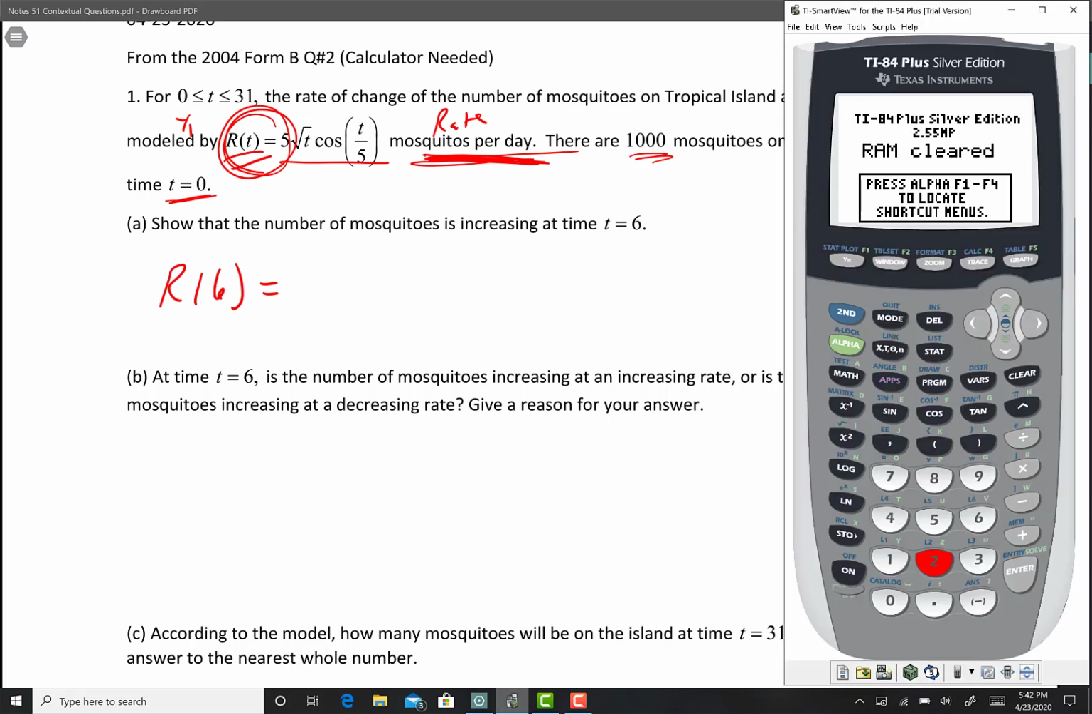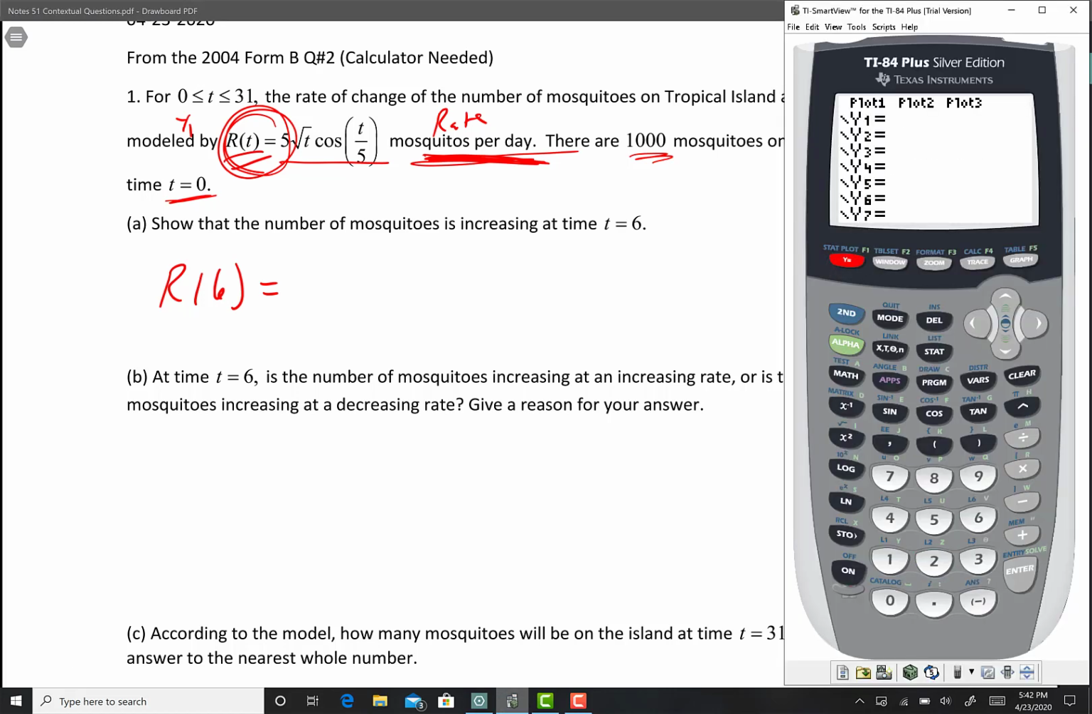So here's my calculator, and I'm going to go y equals, and type 5 square root x, because I'm probably going to need this function again, and then cosine, and then I'm going to push the little fraction thing here. You probably don't need it because the argument is just x over 5. Let me delete that right there. Look at all those mistakes. So there it is, x over 5, close, done.